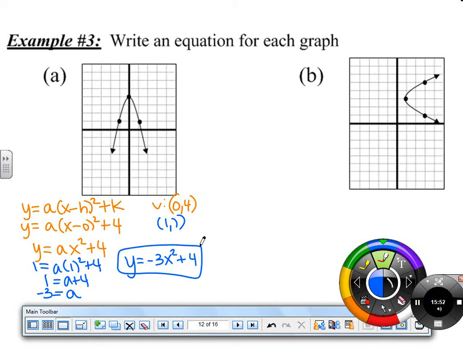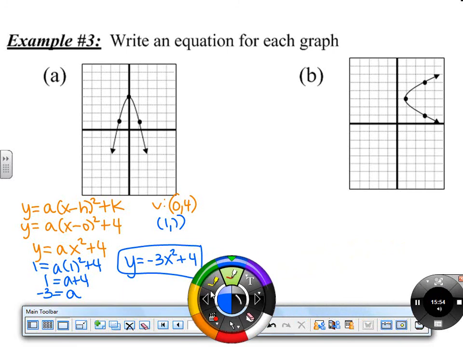Part B, and again, if you have to pause it to copy it down, go ahead. You see that the equation faces to the right. So you would expect x equals, with the y variable being squared. We can see the vertex for this equation is at 1, 3. So I'm going to go ahead and plug that in. Make sure you don't mess up the h and k part of it.